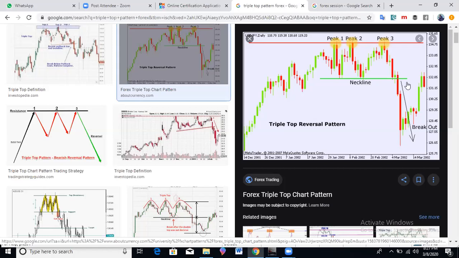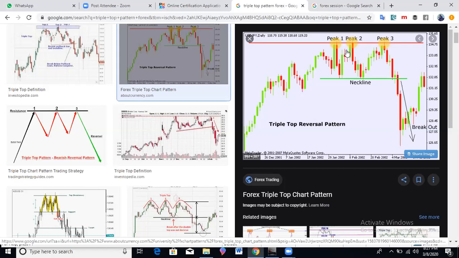You can see after the break of the neckline, it fell like water. I mean, there was no obstruction anymore. It just went down straight. So it's huge. It's always very satisfying when you make money from something like this, because it simply means that in 1 hour you might have made 100 pips, and you are wondering, wow, that is huge. So that's triple top, double top, triple bottom, double bottom. It's all the same thing.